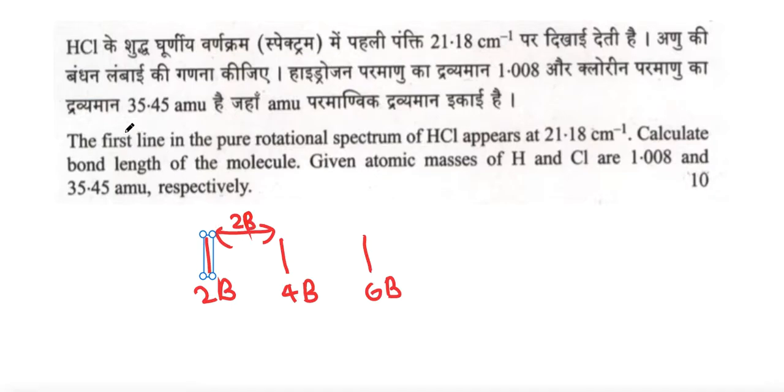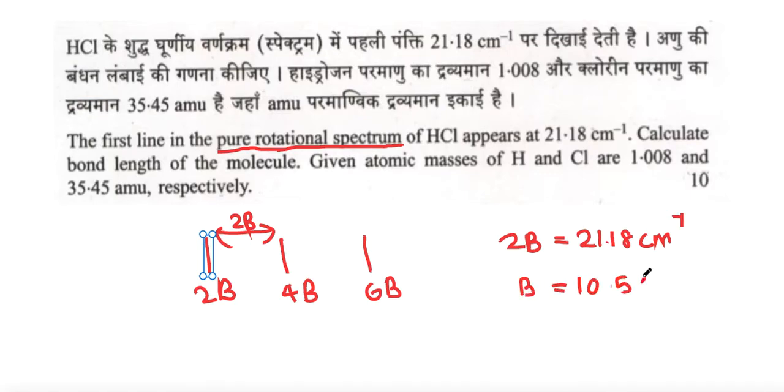So here it is given that the first line in the pure rotational spectrum, just understand, is a pure rotational spectrum, no need of any complications here. So the first line appears at 21.18, which means 2B is equal to 21.18 centimeter inverse. That implies B is equal to 10.59 centimeter inverse. Now what is B?